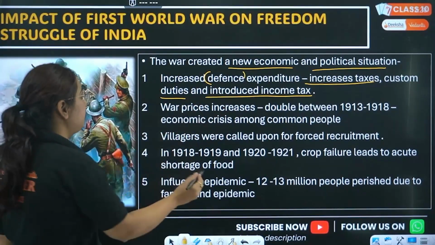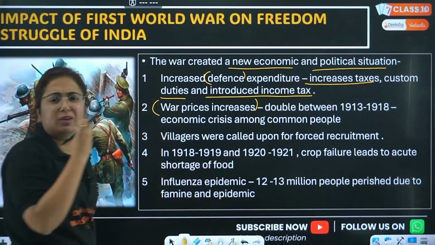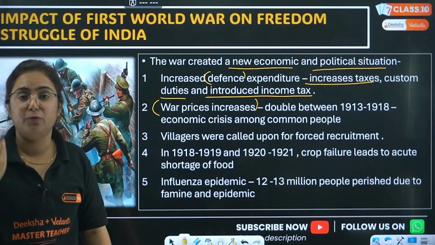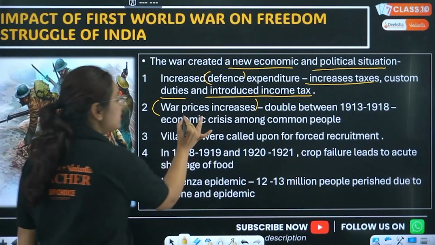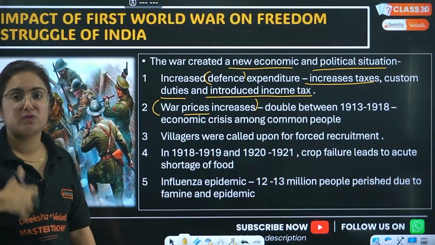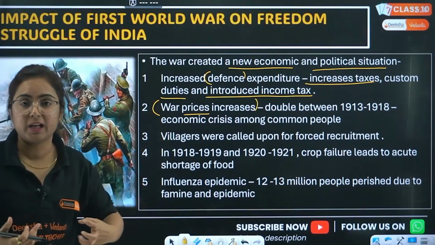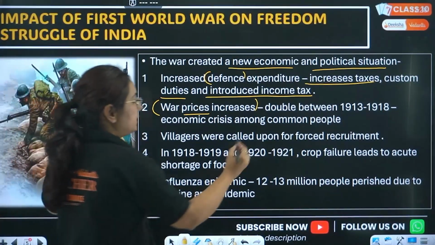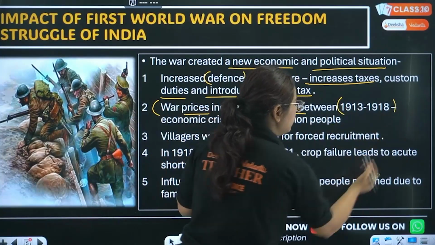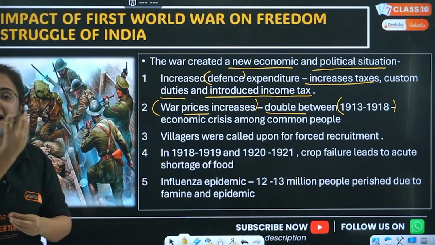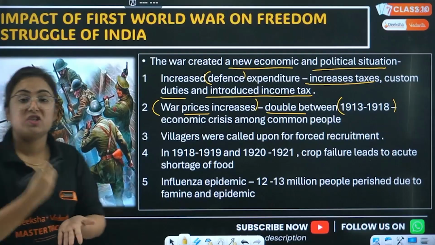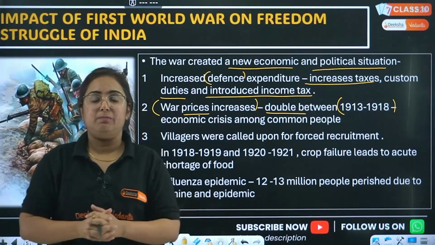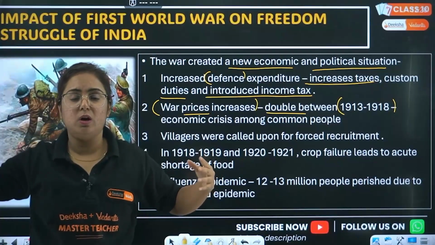The second point is that during the war, it always happens in the world, whenever the situation is of war, the prices of commodities increase, because there will be high demand in the market, and due to high demand inflation comes. So during that time the prices of these commodities increased in the years 1913 to 1918, which led to an economic crisis and created problems among the common people who had no relation with the war going on.